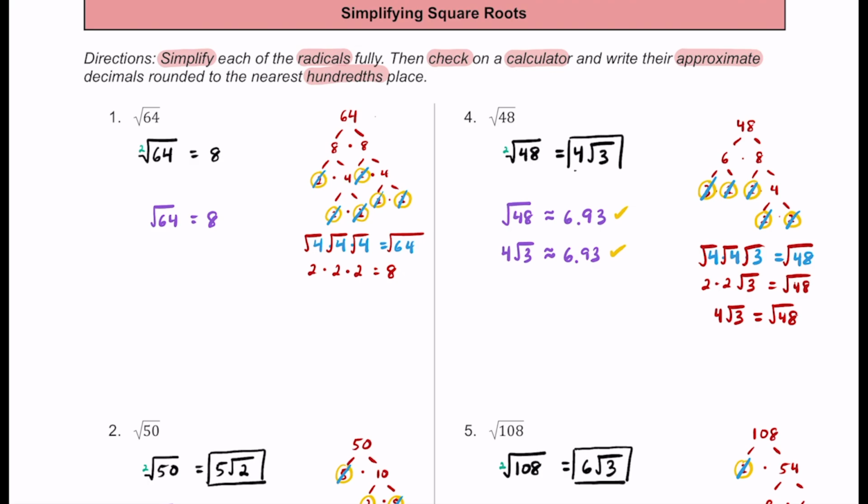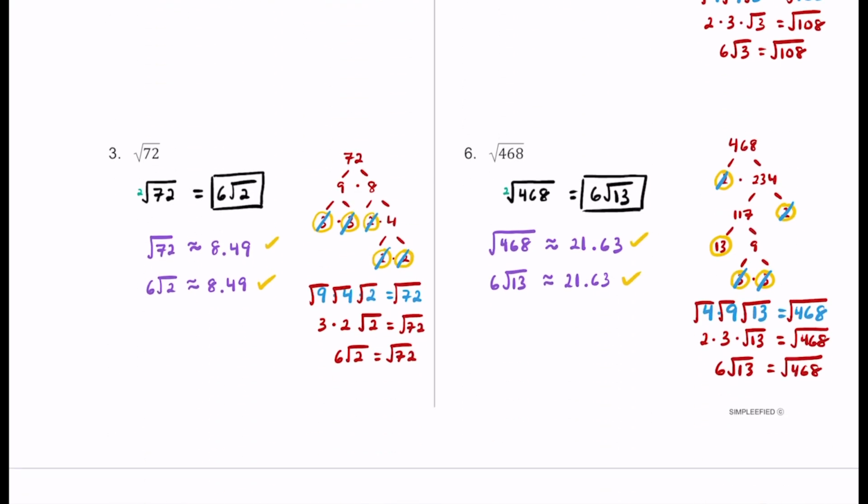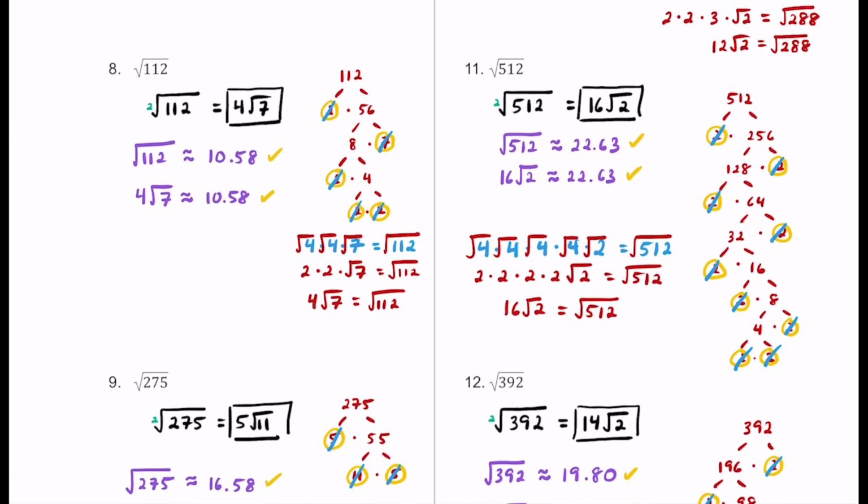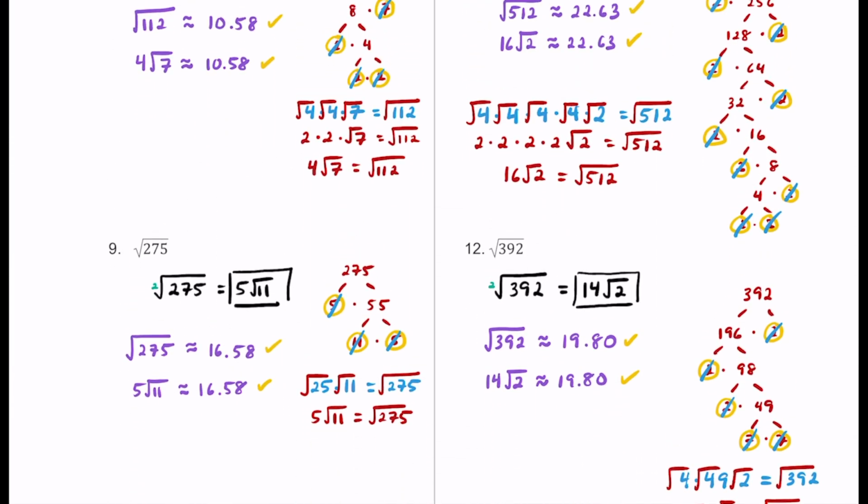So hopefully you found this video helpful and you feel like you can simplify radicals a little more. As long as there are no perfect squares hidden inside, then you are good to go.